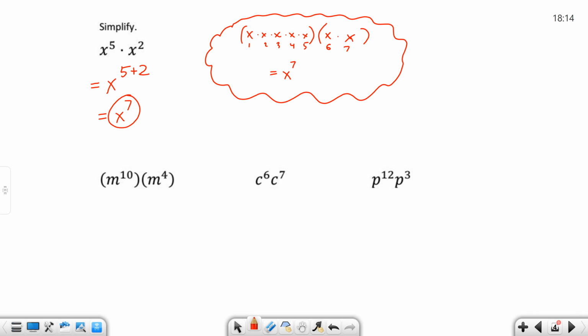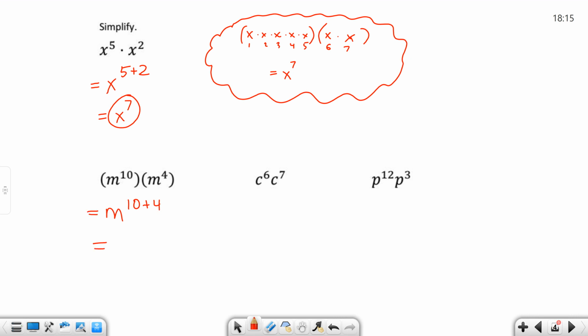Now obviously, if it gets really big, you don't want to write out 47 x's and then 33 more if you're doing 47th power and 33rd power. That's why we have the rule of add them together. So here, m to the 10th times m to the 4th, whether you write it with a dot or with parentheses, or here even with the c's with nothing between them, you're still multiplying those things. In algebra, when they're written beside each other like this, they're multiplied. So this is going to be m to the 10 plus 4.